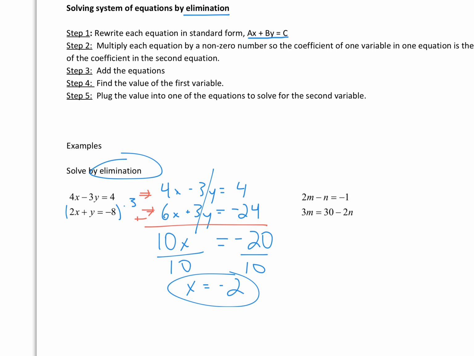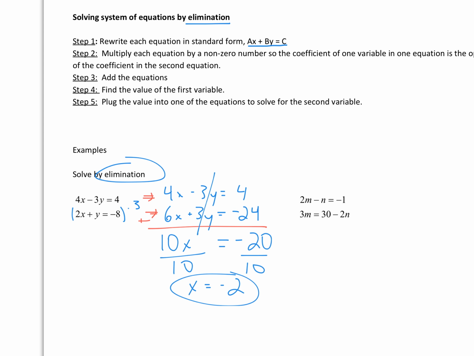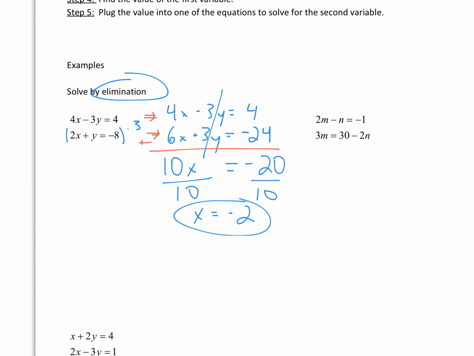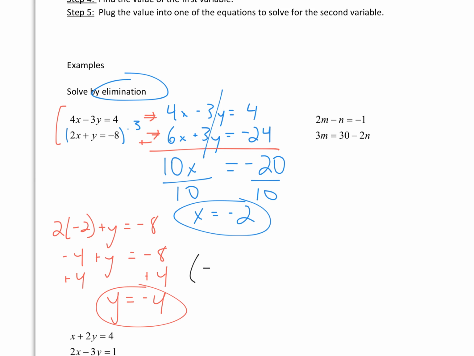Step 5 then is exactly like the last step on substitution. We need to take x is negative 2, go back to one of the original equations, and plug it in. So let me do the second one because it has a little bit smaller numbers. All the way back to the original equation, I'm going to plug in x is negative 2. 2 times negative 2 is negative 4. And then add 4 to both sides. And you get y is negative 4. As an ordered pair, negative 2, comma, negative 4.